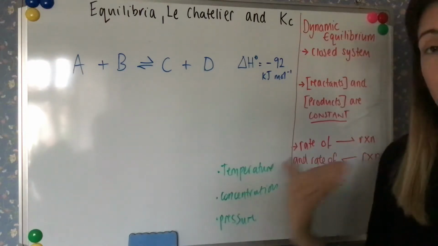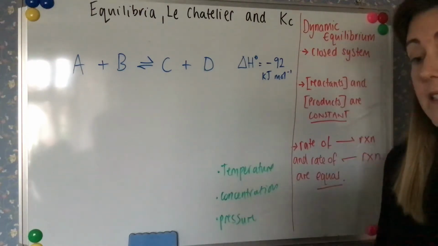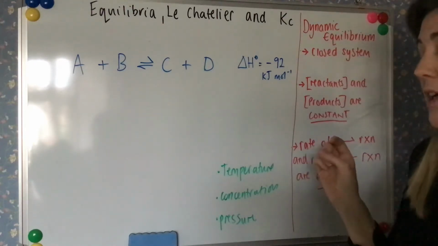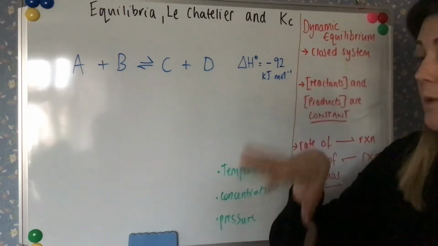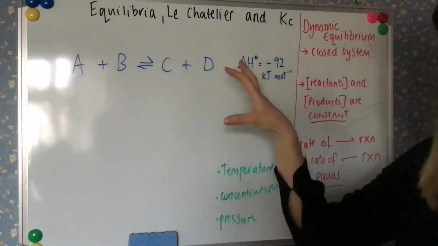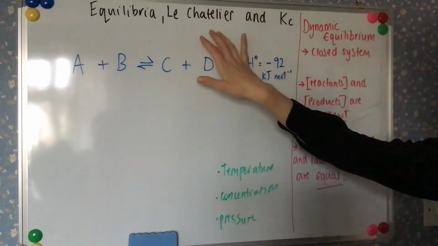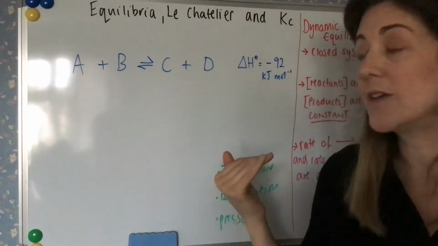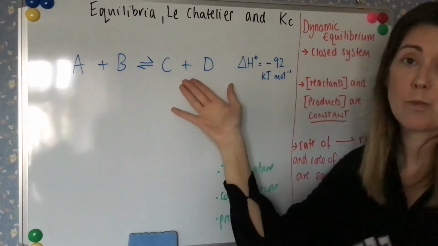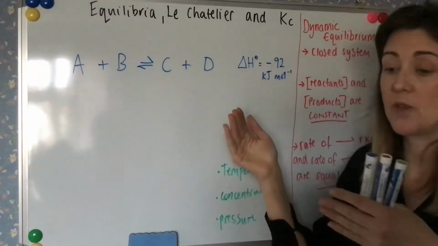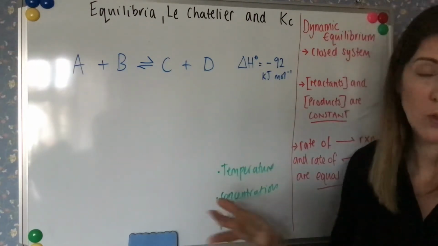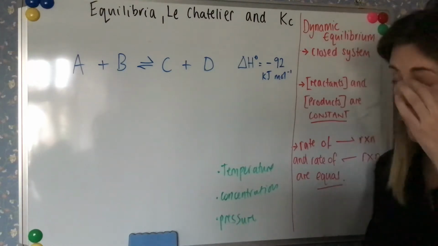Equilibria is the study of how far a reaction will go, and it's important in chemical industry because using the principles of equilibria, Le Chatelier's principle, which you're familiar with from GCSE, and the equilibrium constant calculations, we can calculate how to get the maximum yield of product for the lowest cost and the quickest time, which of course is really important to any kind of industrial chemist.